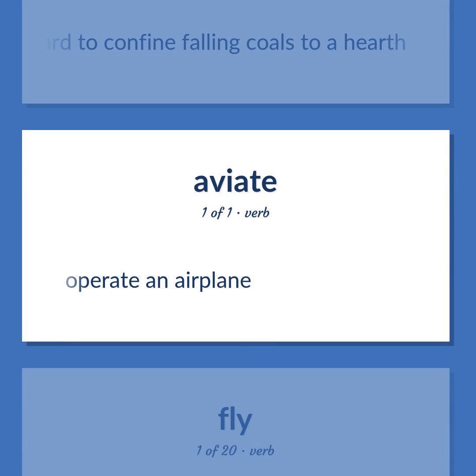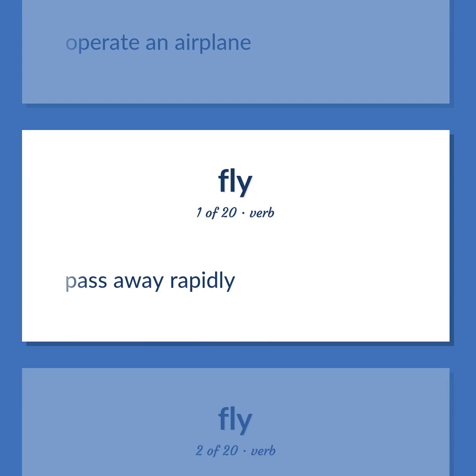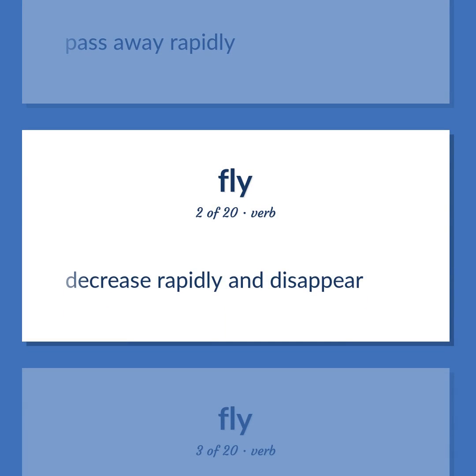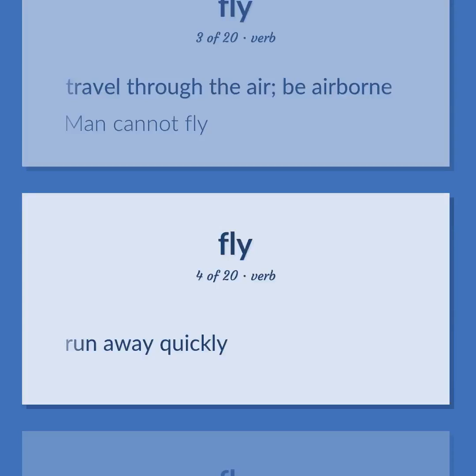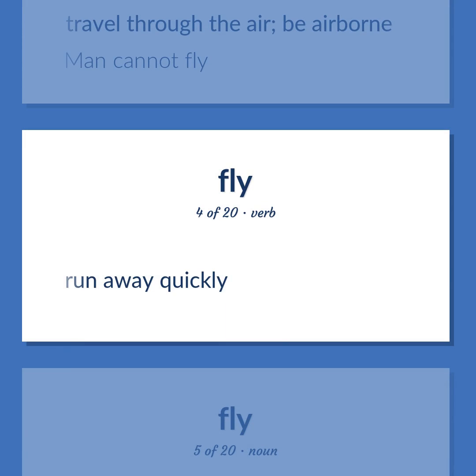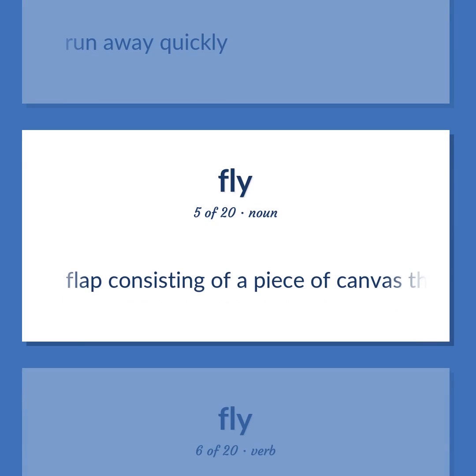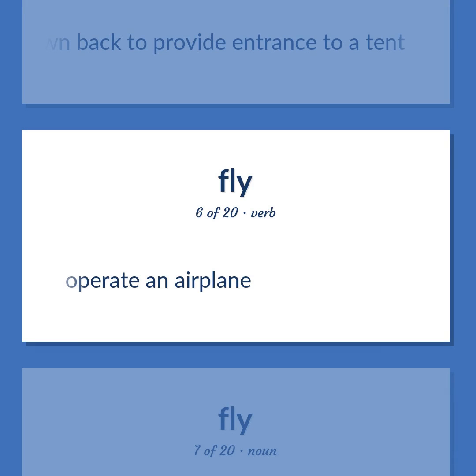Operate an airplane. Pass away rapidly. Decrease rapidly and disappear. Travel through the air, be airborne. Man cannot fly. Run away quickly. Flap consisting of a piece of canvas that can be drawn back to provide entrance to a tent.